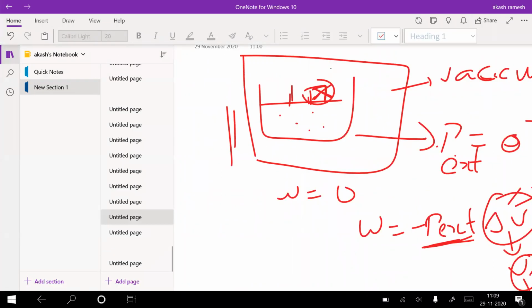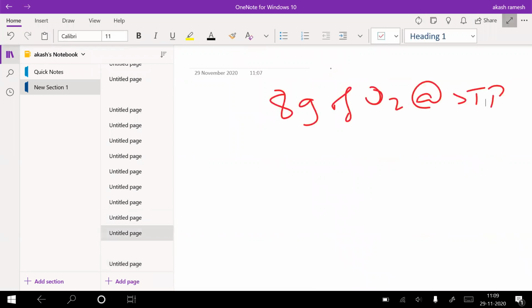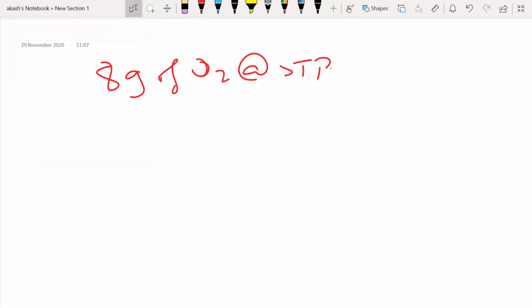So we'll go back. So I have 8 grams of O2 at STP. Now tell me, people, what is this STP condition? What do you mean by STP?